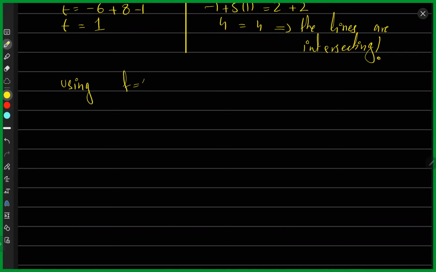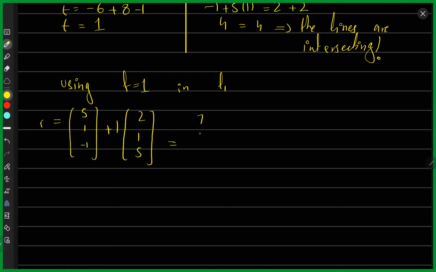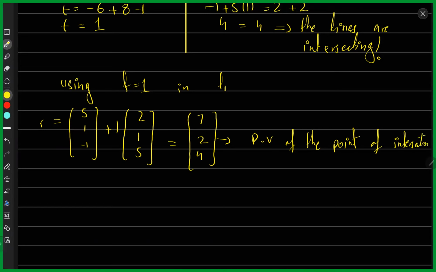Using t equals 1 in line 1, I would get r equals 5, 1, and minus 1, then t is 1, and then the direction vector was 2, 1, and 5. We are going to get 7, 2, and 4. So this is going to be the position vector of the point of intersection. Okay, this is what we need to understand.